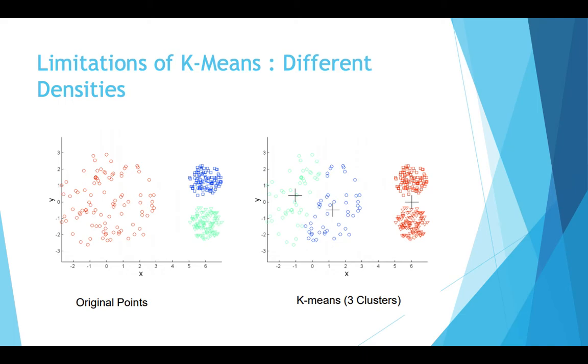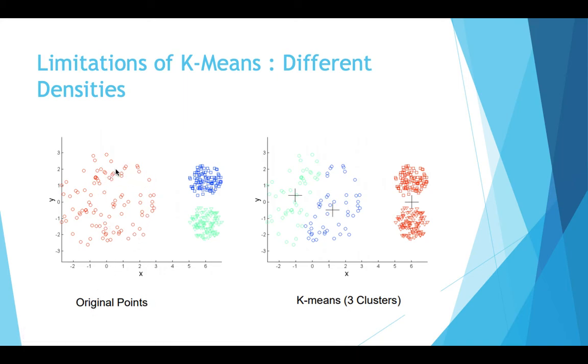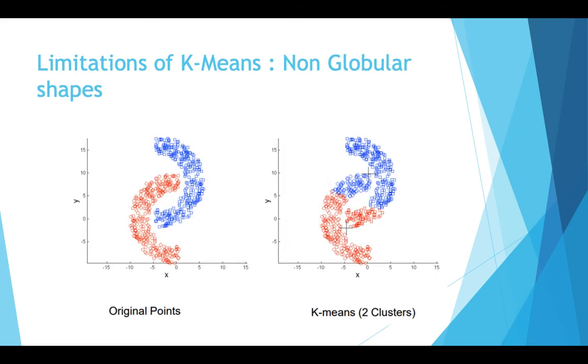Now the second is different densities. Here on the left side you can see the original points. One cluster is very light, and two clusters, blue and green, are very dense. If initial centroids are like these, then these two dense clusters will be merged into one cluster, which should not be the idea. The third thing is non-globular shapes.